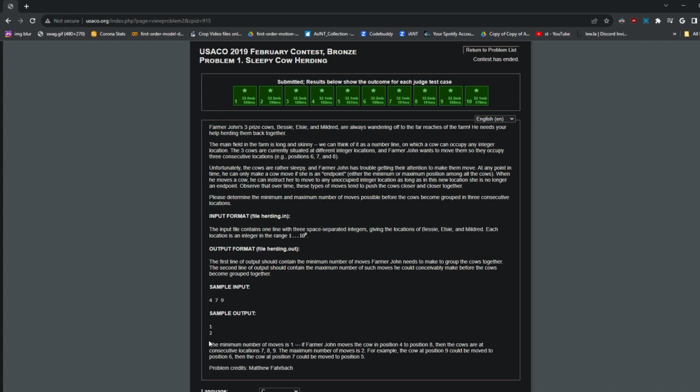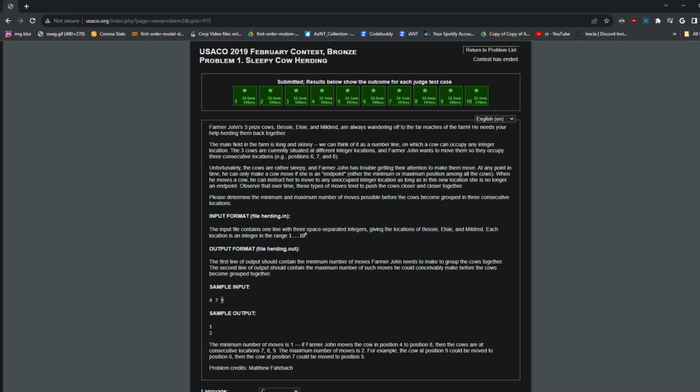So here's an explanation of the sample input and output. So here we have 4, 7, and 9, right? So the minimum number of moves is just moving 4 to position 8 because as you can see, there's a one unit gap between 7 and 9. And so if we just move 4 to be 8 here, then we can satisfy the consecutive thing. But basically, the maximum number of moves is 2.